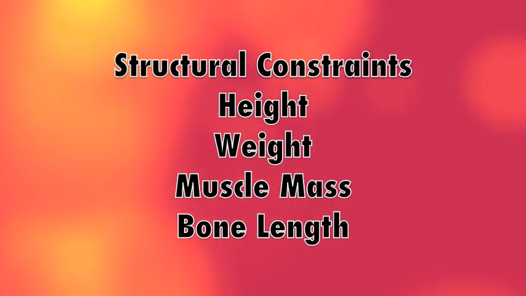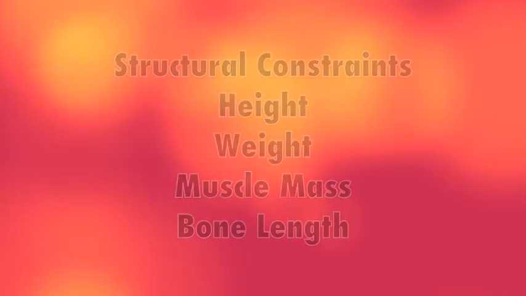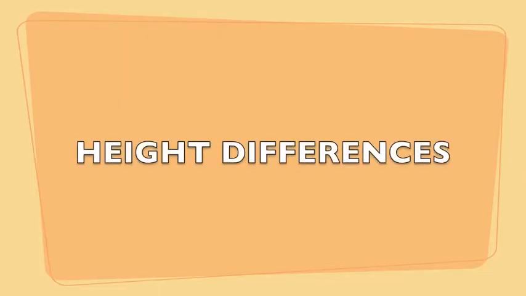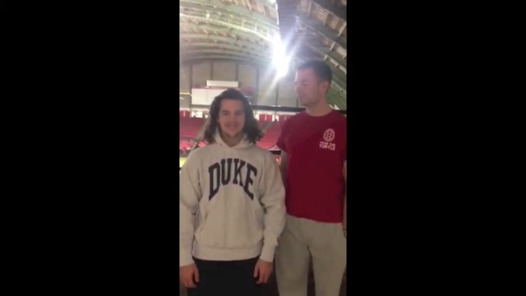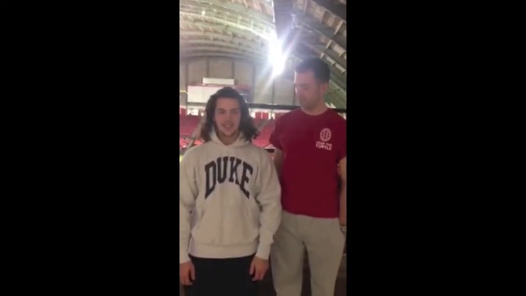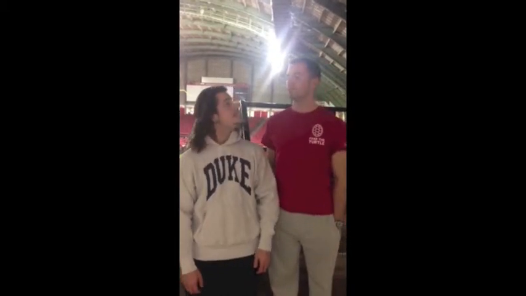Some more examples of structural constraints are height, weight, muscle mass, and bone length. Representing our first individual constraint under the structural subdivision is that Jeremy has much longer bones than Brendan and is obviously much taller than him.